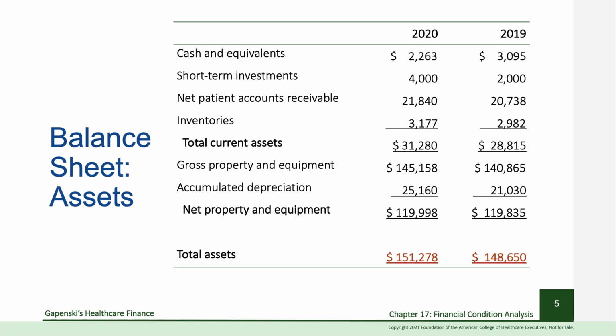Now this is the balance sheet, and that shows the assets. We have the cash equivalents, short-term investments, accounts receivable, and inventories. That gives you the total current assets. We also have the gross property and equipment and accumulated depreciation, which gives you the net property and equipment. And so we have the total assets as 151,278 for 2020 and approximately 148,000 for 2019.